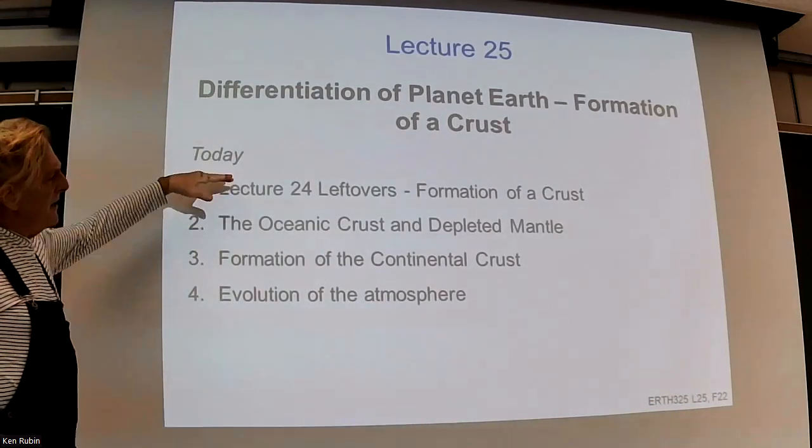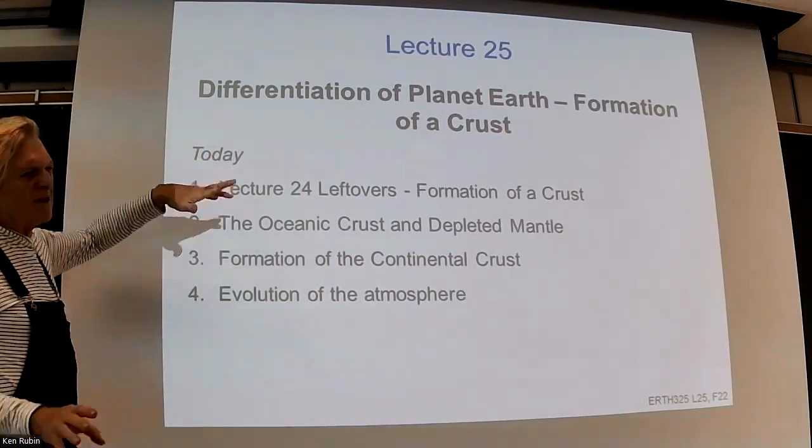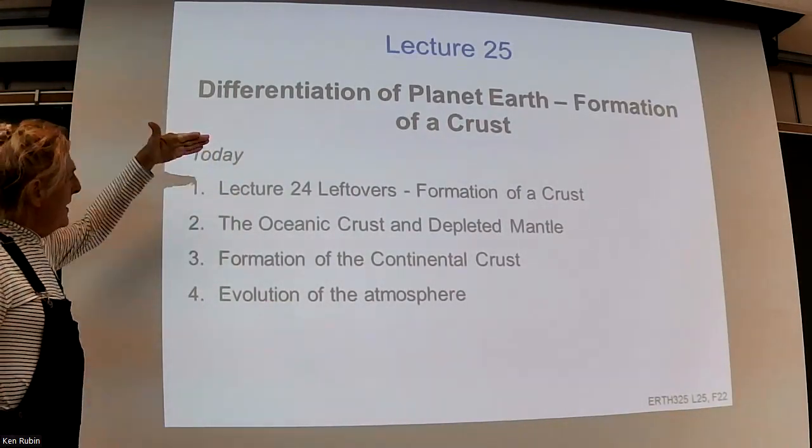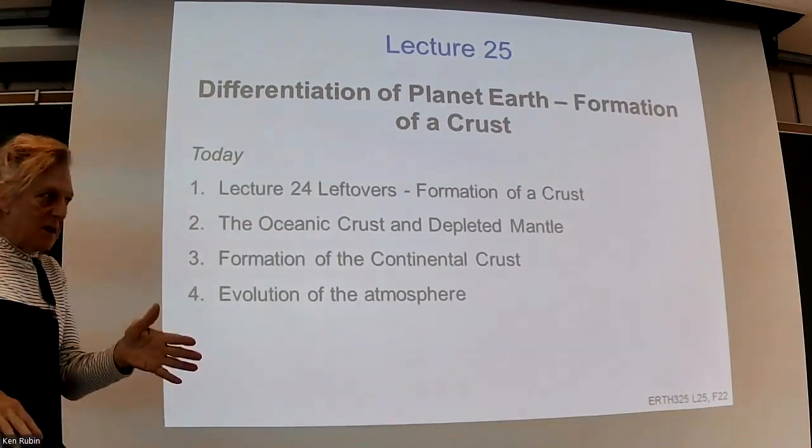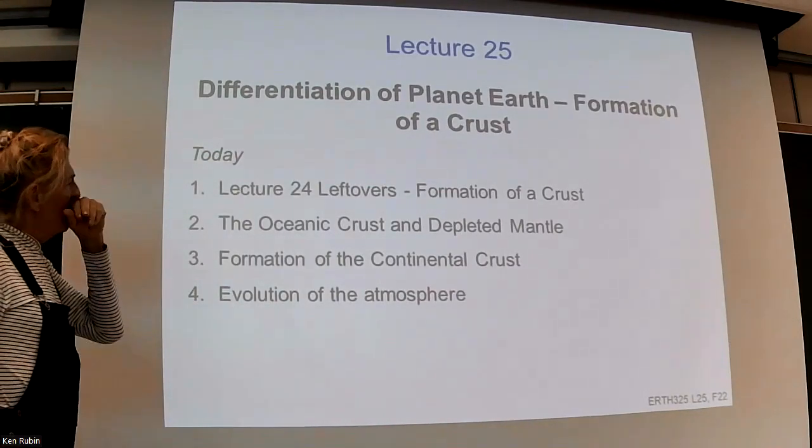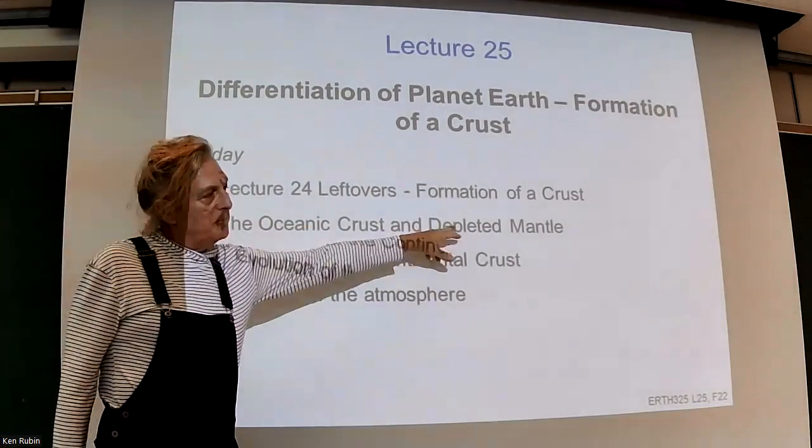So the first handful of slides are ones that we didn't get to last time. They're still talking about the crust in general. And then we're going to talk about the two kinds of crust, the oceanic crust and the continental crust. And the oceanic crust comes along with something called the depleted mantle.